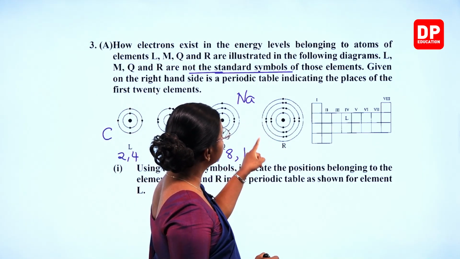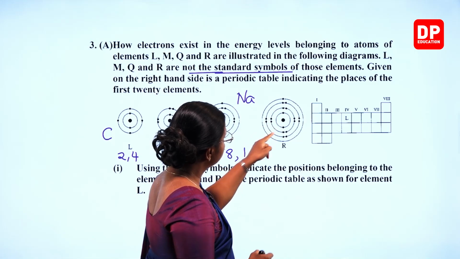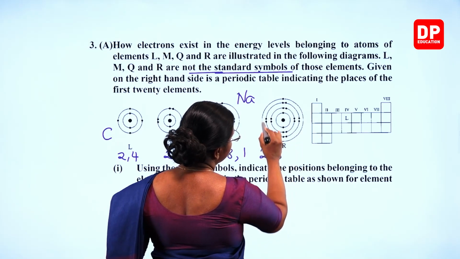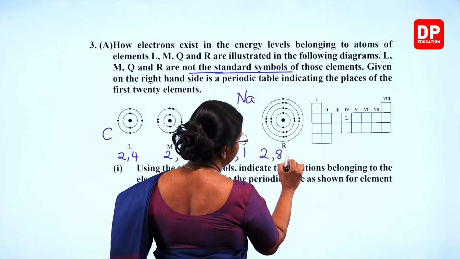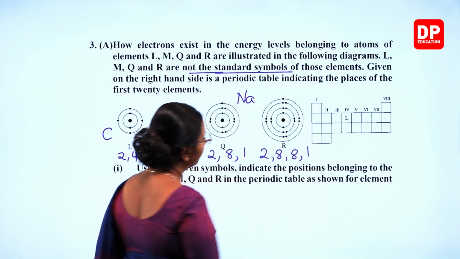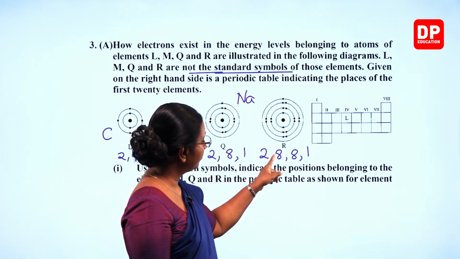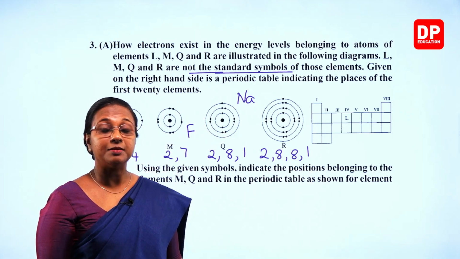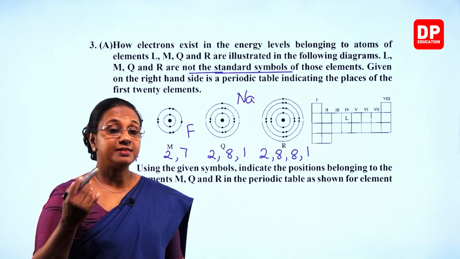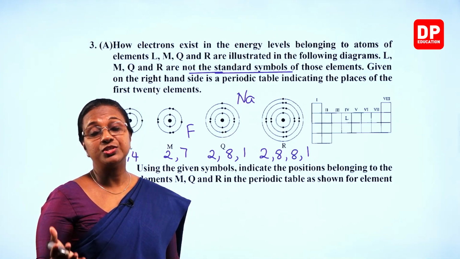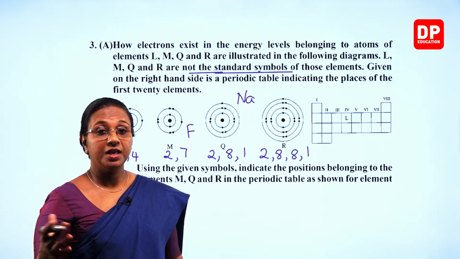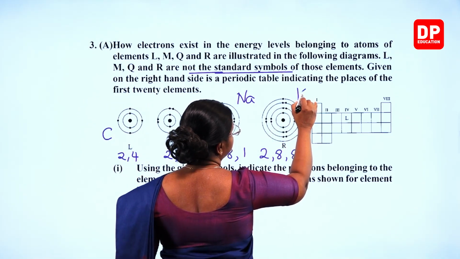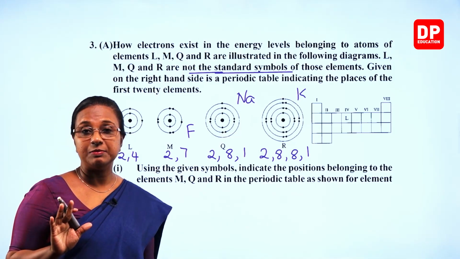Then here, if you look at this, what is that? 2 electrons in the first one, 8 in the second one, 8 in the third energy level, and there is 1 in the fourth energy level. So, that is 2 plus 8, 10, 10 plus 8, 18, 18 plus 1, 19 electrons. Atomic number 19. Because number of electrons equals number of protons in a neutral atom, and number of protons equals atomic number. So, this has to be potassium. You have identified all the elements also.